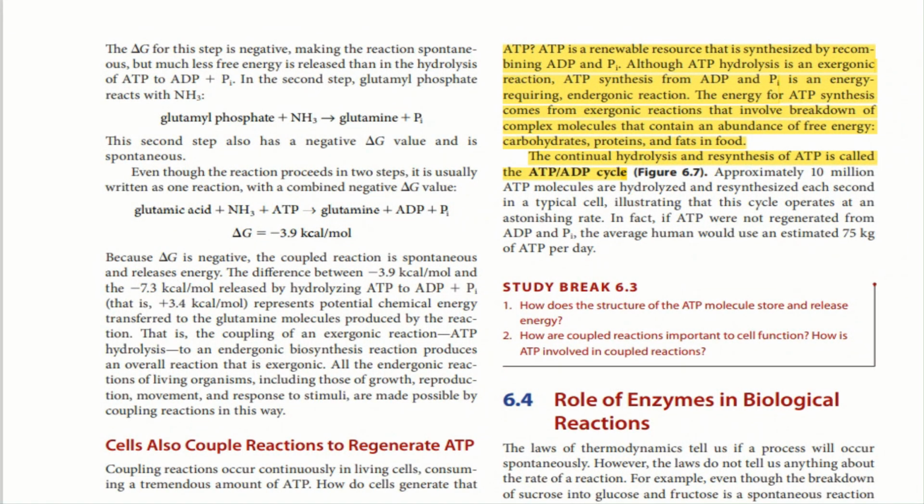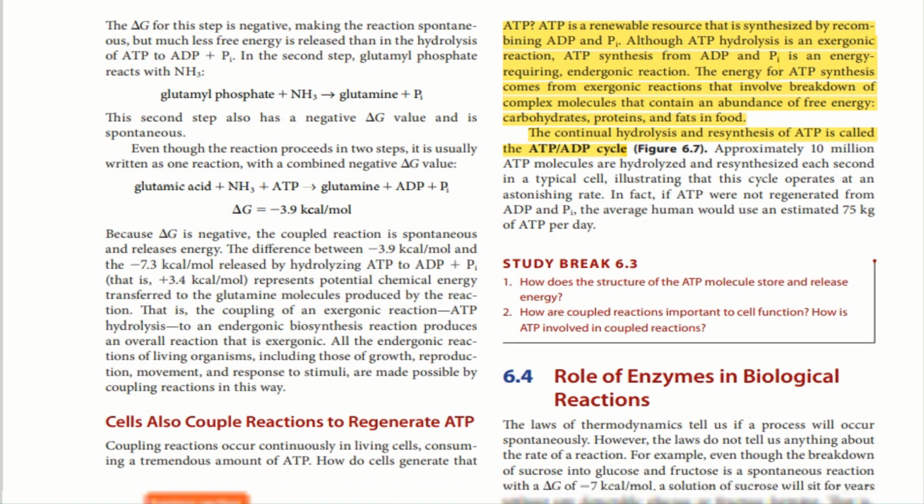ATP is a renewable resource that is synthesized by recombining ADP and phosphate. Although ATP hydrolysis is an exergonic reaction, ATP synthesis from ADP and phosphate is an energy-requiring endergonic reaction. The energy for ATP synthesis comes from exergonic reactions that involve the breakdown of complex molecules that contain an abundance of free energy, in the form of carbohydrates, proteins and fat in food. The continual hydrolysis and resynthesis of ATP is called the ATP-ADP cycle or coupled reaction.